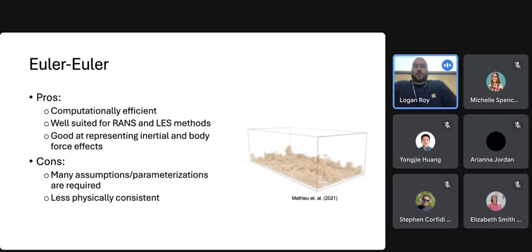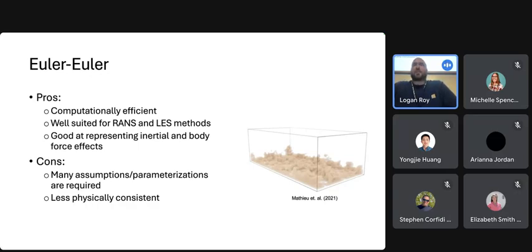And it's also, despite its simplifications to be able to hit this computational efficiency, pretty good at representing these inertial and body forces effects. So those are the pros.